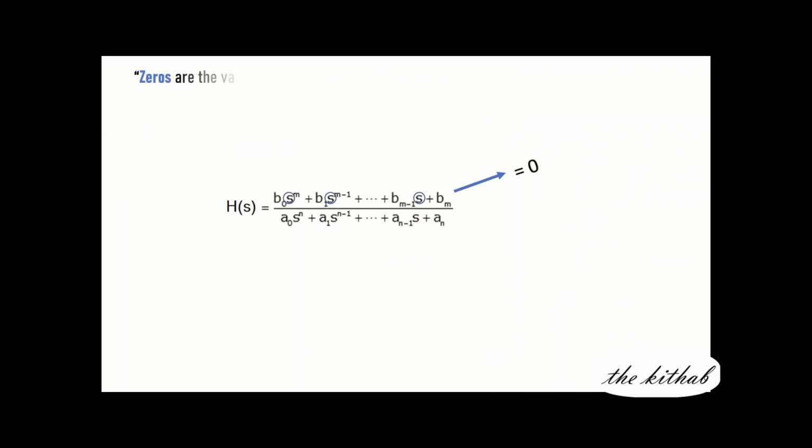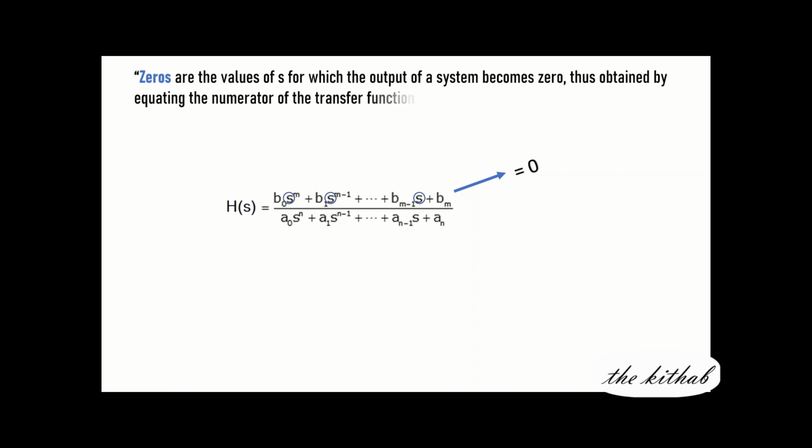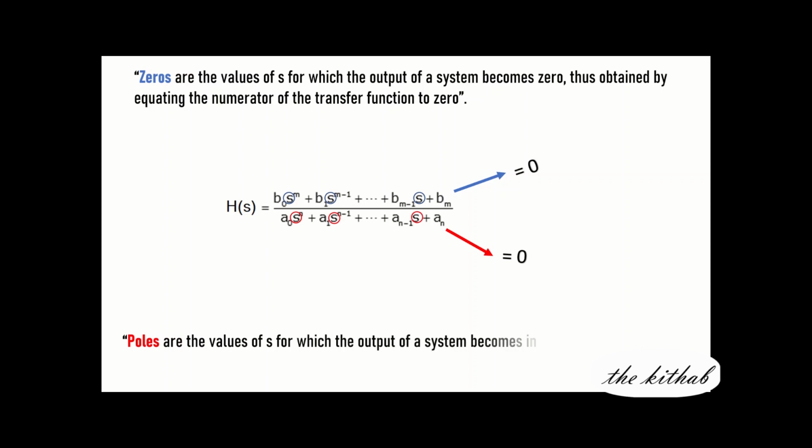In any transfer function, zeros are the values of s for which the output of a system becomes 0, thus obtained by equating the numerator of the transfer function to 0. Poles are the values of s for which the output of a system becomes infinite, thus obtained by equating the denominator of the transfer function to 0.